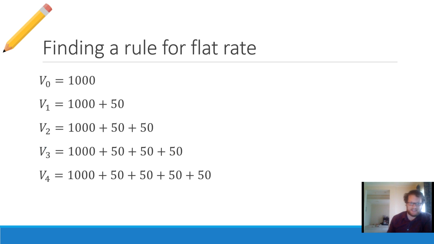And we can sort of see here that, for example, Vn plus 1 equals Vn plus 50. So if you were to take V0 as being 1,000, V1 would be 1,000 plus 50. V2 would be 1,000 plus 50 plus 50, because this is V1, and therefore this is V2.